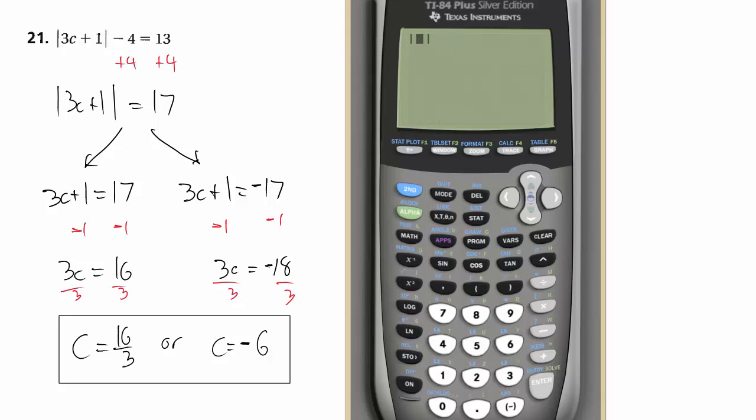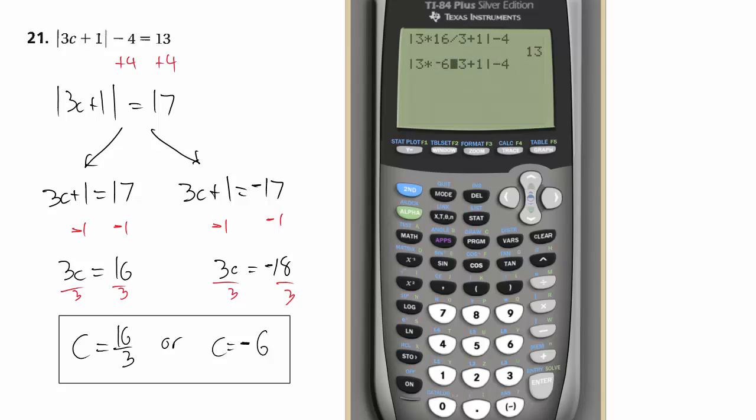I could check it by hand, but just to show you how to do it in your calculator, you do absolute values. There's three ways to do it. You can see here, I do second catalog, or I go to math, or I go to alpha window. All of those ways get you absolute values. I'm plugging in 16 thirds in place of x. Notice how when I do that, it comes out to 13.